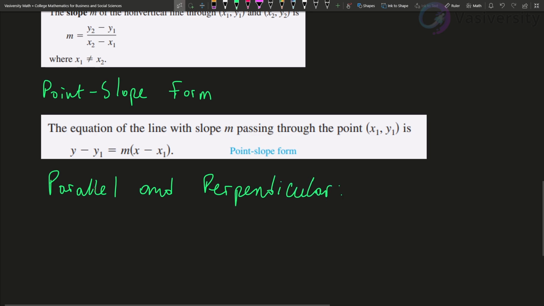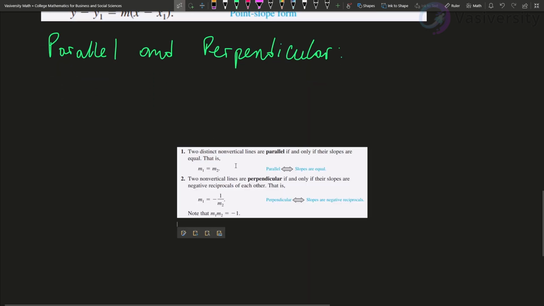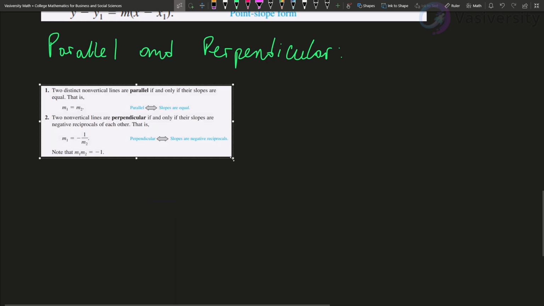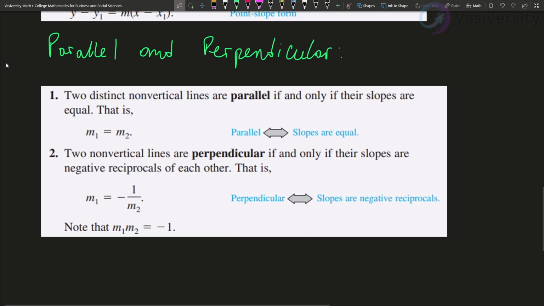So here it is for the slopes equations. Two distinct non-vertical lines are parallel if and only if their slopes are equal. Right, that makes sense. We are facing the same direction, going at the same angle, so their slopes are equal. So parallel lines means that the slopes are equal.